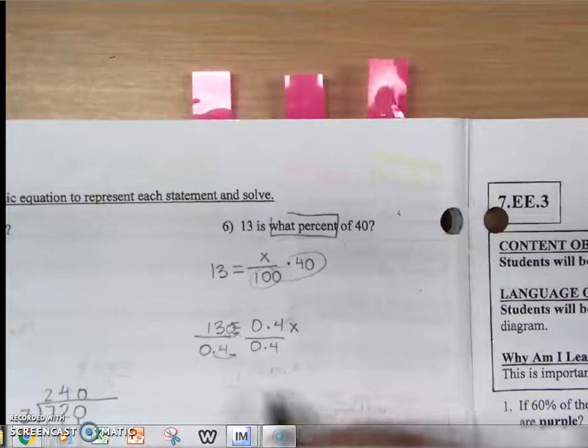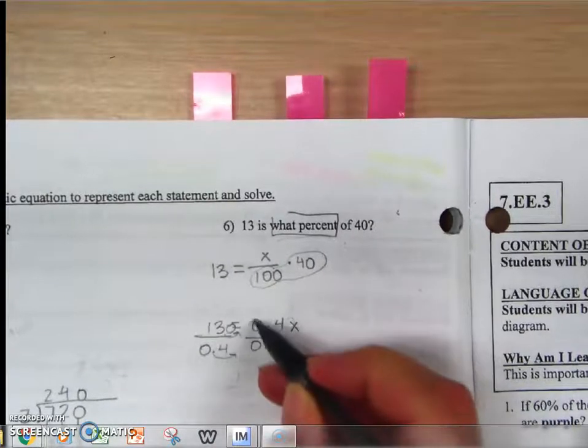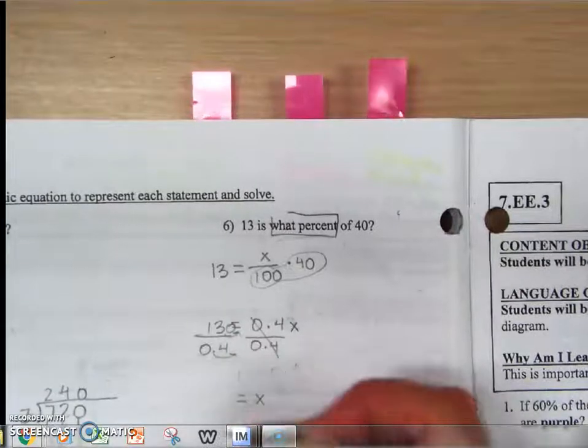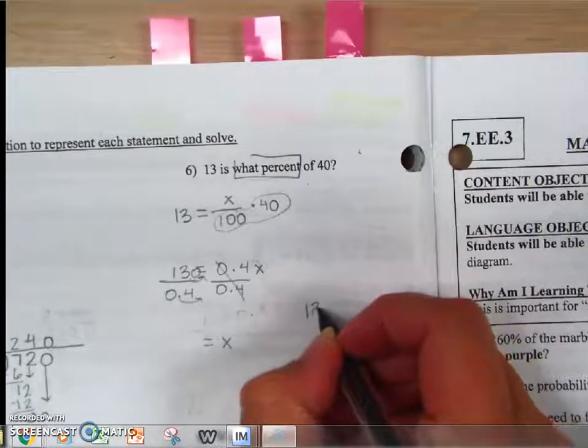All right, so there's the work I need to do. 130 divided by 4. And I know that these matching ones will cancel out. So whatever I have left will be equal to x. All right, so let's work that out to the side.